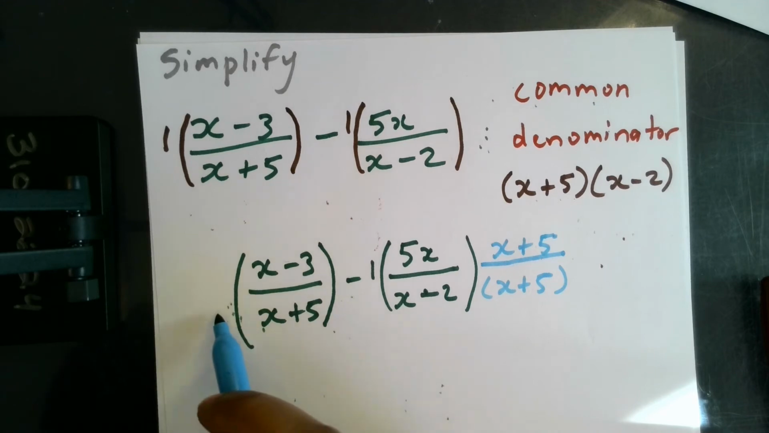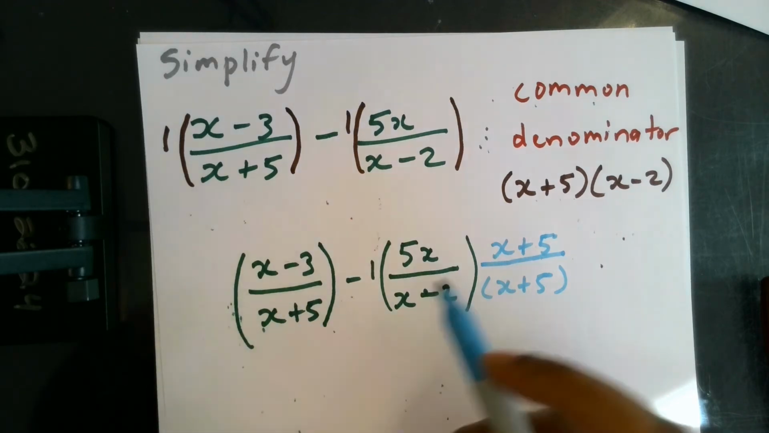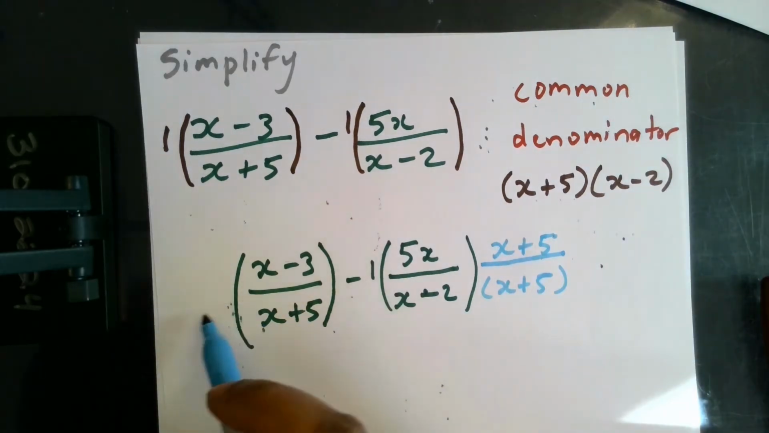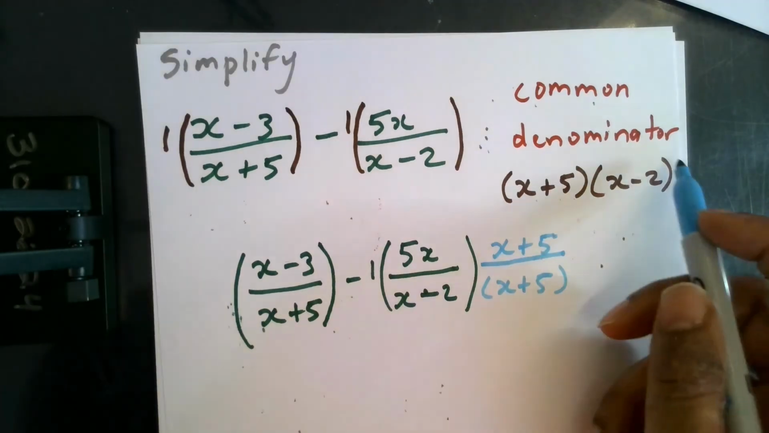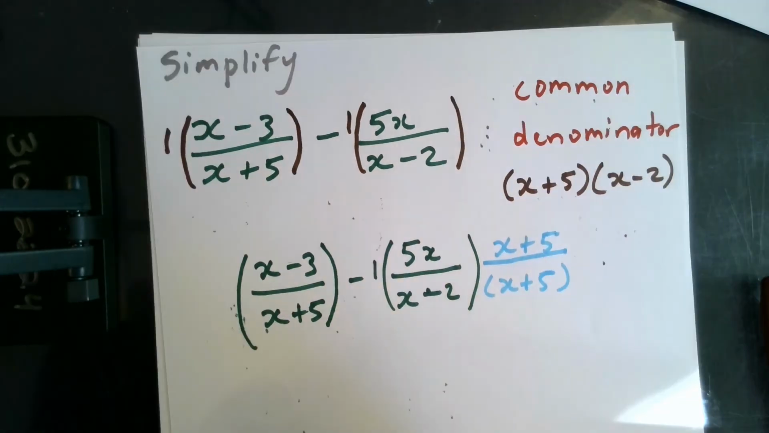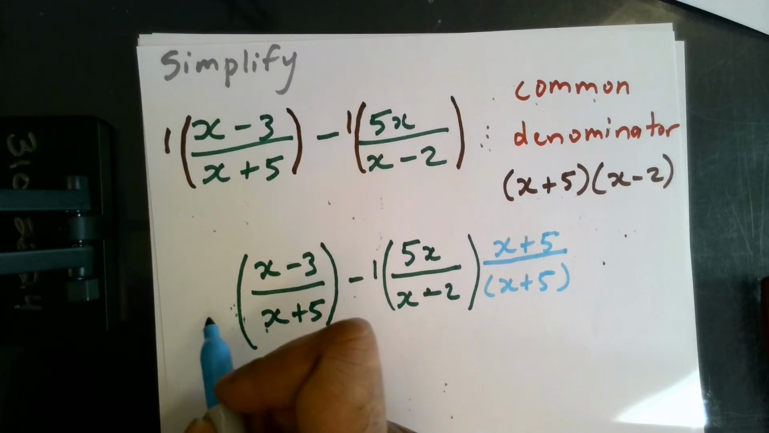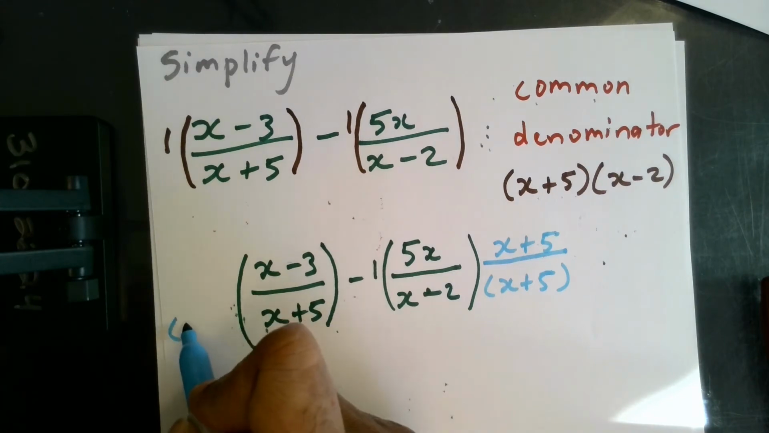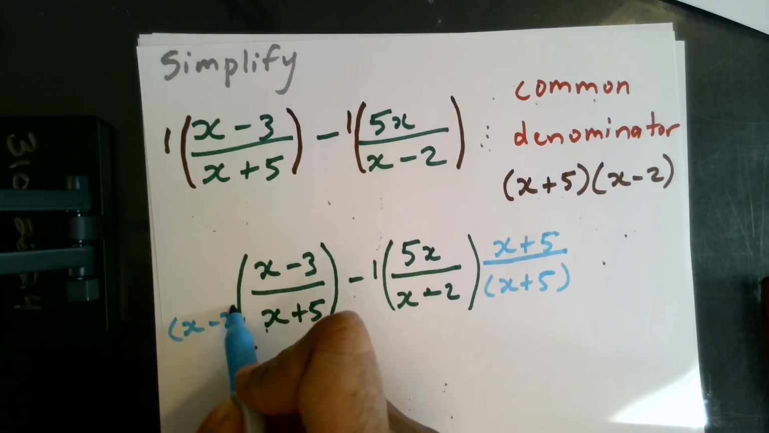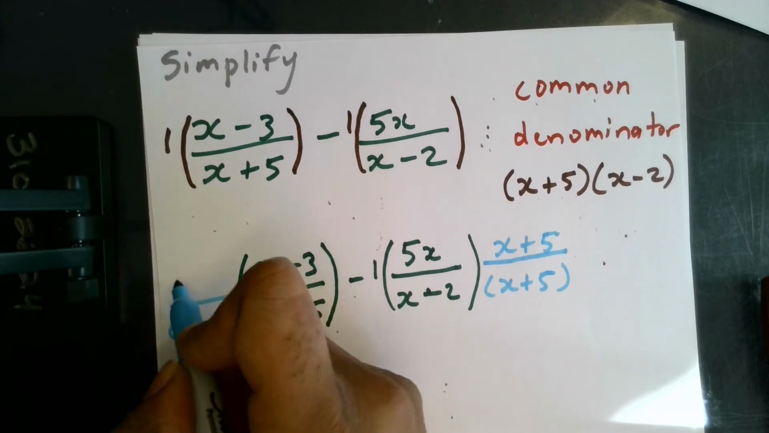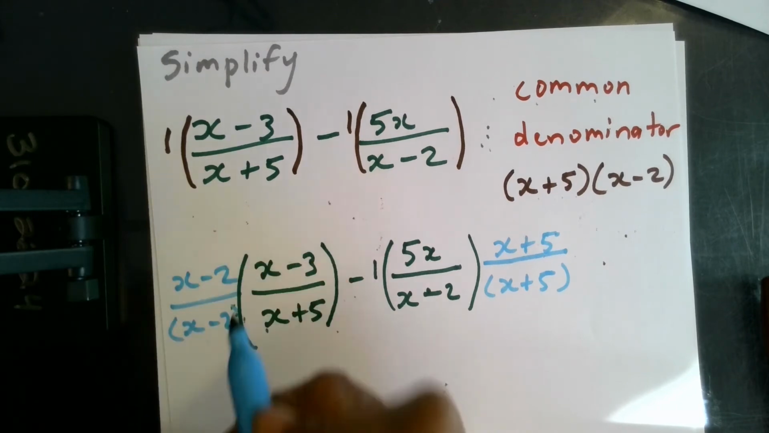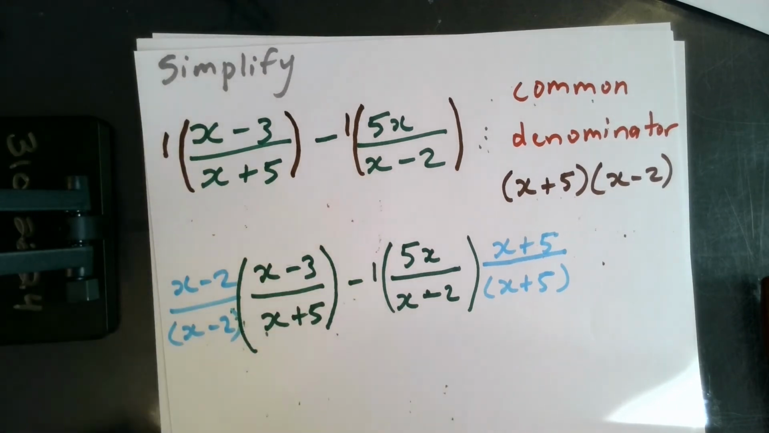On this side, there is a missing x take away 2. We want the denominator to resemble what we have here. So x take away 2 is missing. Do the same right here for the top as well.